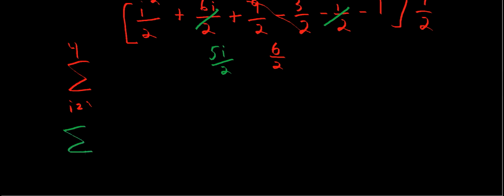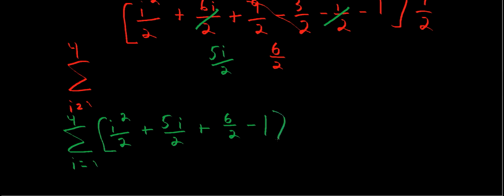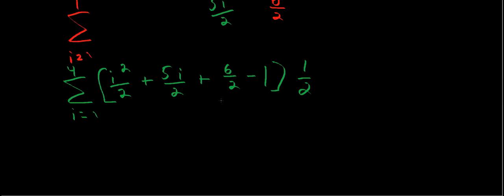So let's go to our summation. I equals 1 to 4. We have I squared over 2, let's put our parentheses, I squared over 2 plus 5i over 2 plus 6 halves minus 1, all multiplied by 1 half. From here, we could combine our 6 halves minus 1. Well, 6 halves is actually 3. So this is actually 3.